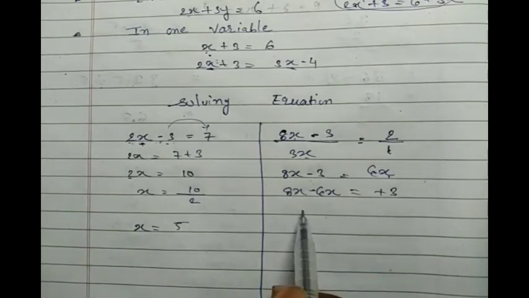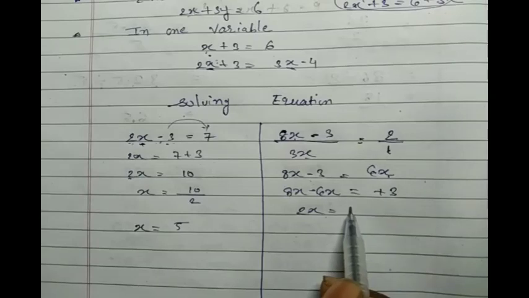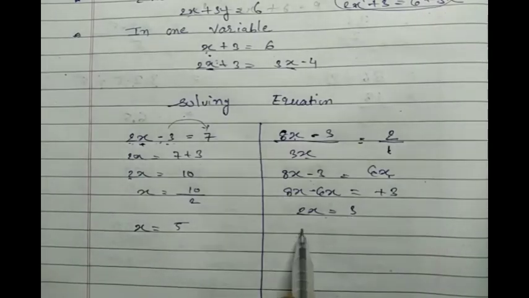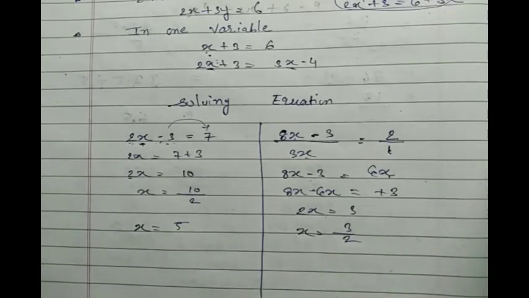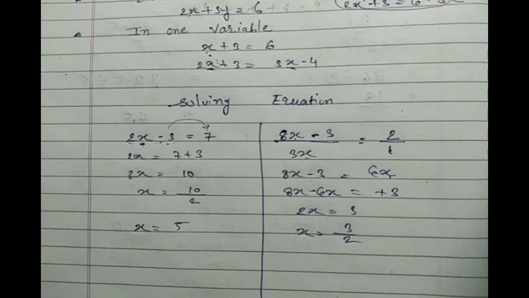8x minus 6x is equal to 2x is equal to 3. Therefore x is equal to 3 upon 2. In such a way we can solve an equation. That's it for this video.